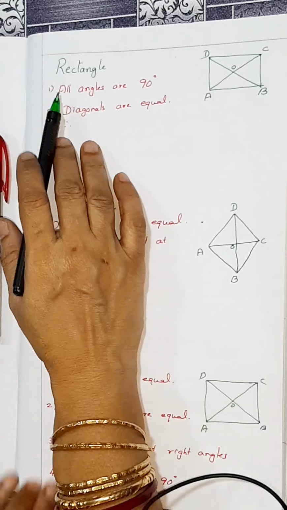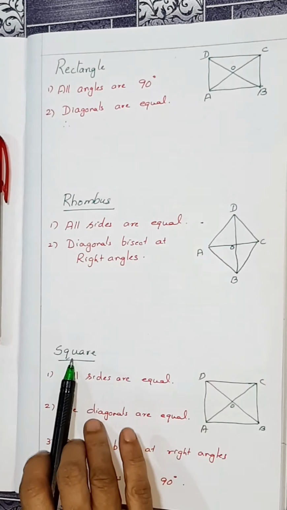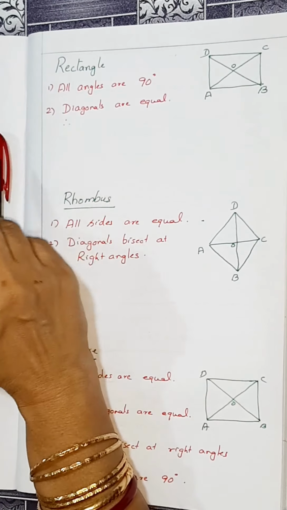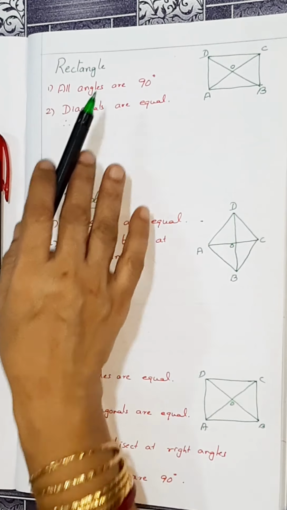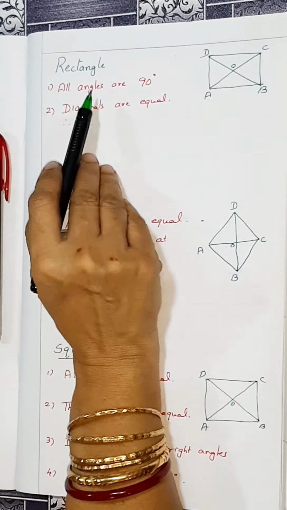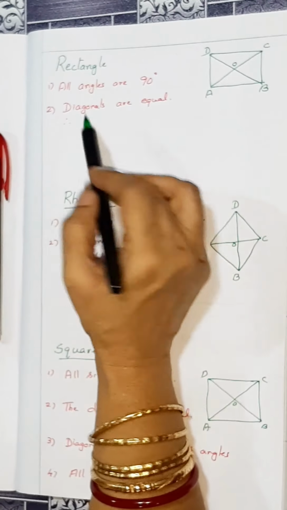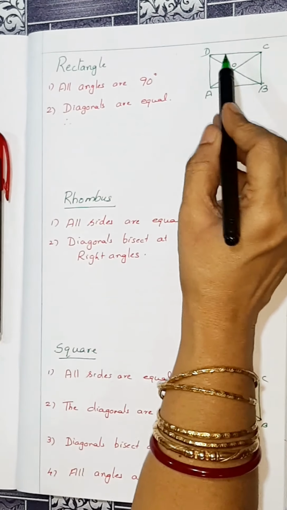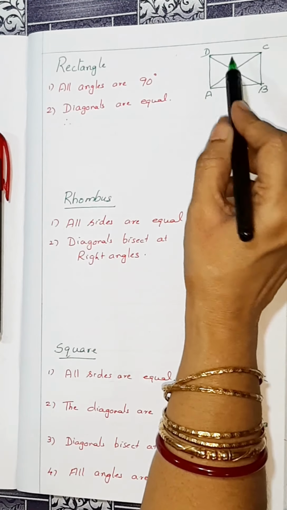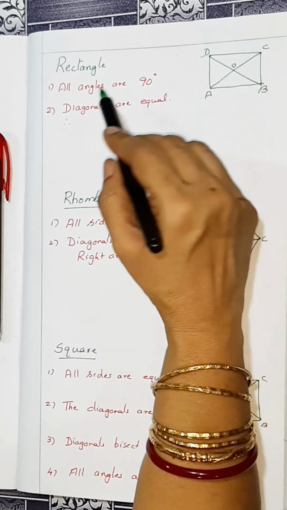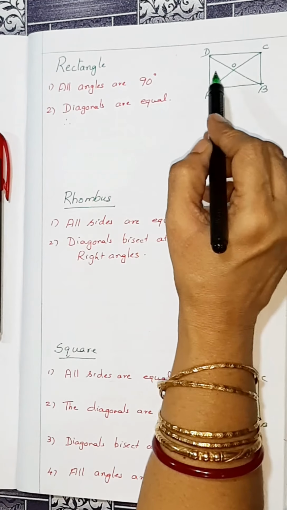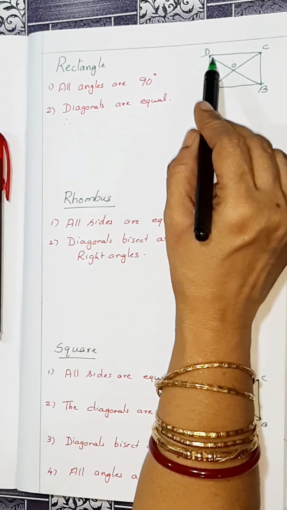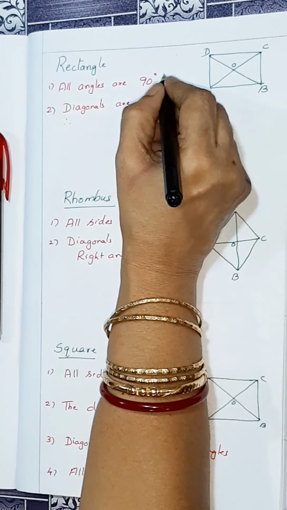Yes, the different types of parallelograms are rectangle, rhombus and square. As I had mentioned, all the properties we discussed just now hold good for all these 3. Apart from that, the extra properties which make them distinct are these. For a rectangle, you already know that the opposite sides are equal and the angles are 90. So all angle A, angle B, angle C and angle D are 90 degrees.